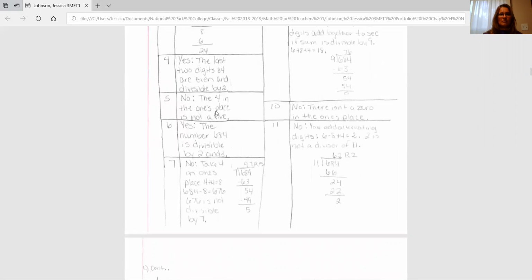To know if 684 is divisible by 5, you look at the last digit, and it must be 0 or 5. We have a 4 in the ones place, so it's not going to be divisible by 5.